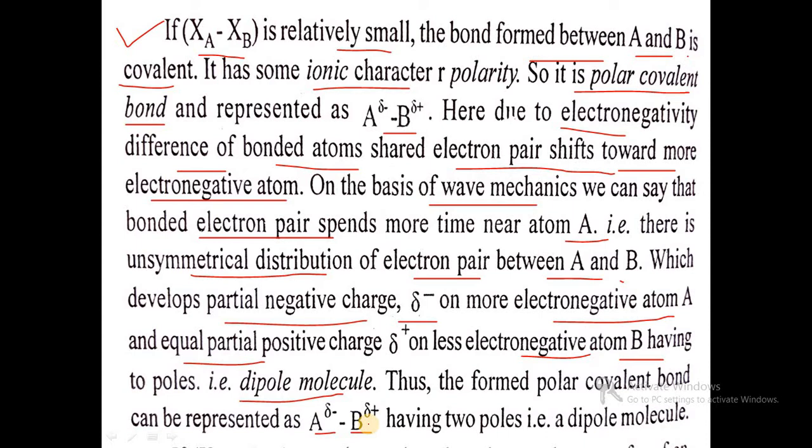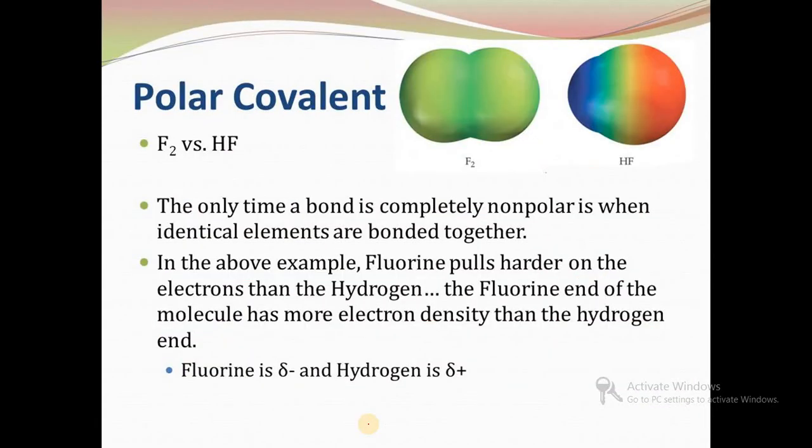So these are dipole molecules, and this case arises when the electronegativity difference between atoms A and B is very small as compared to the previous one, because in the previous case the electronegativity difference is almost zero, but here there is some electronegativity difference, and this type of compound shows dipole moments or dipole molecules.